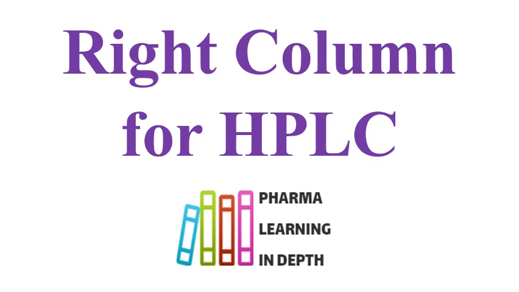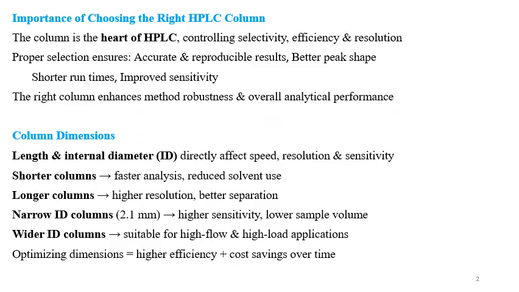So when can you say that you have selected the right column? The column contains the stationary phase and it directly affects the method performance. The column is the stationary phase and it is the heart of the HPLC system, which controls the selectivity, efficiency and resolution of the HPLC method. So if you want proper results, your column selection should be proper and right.